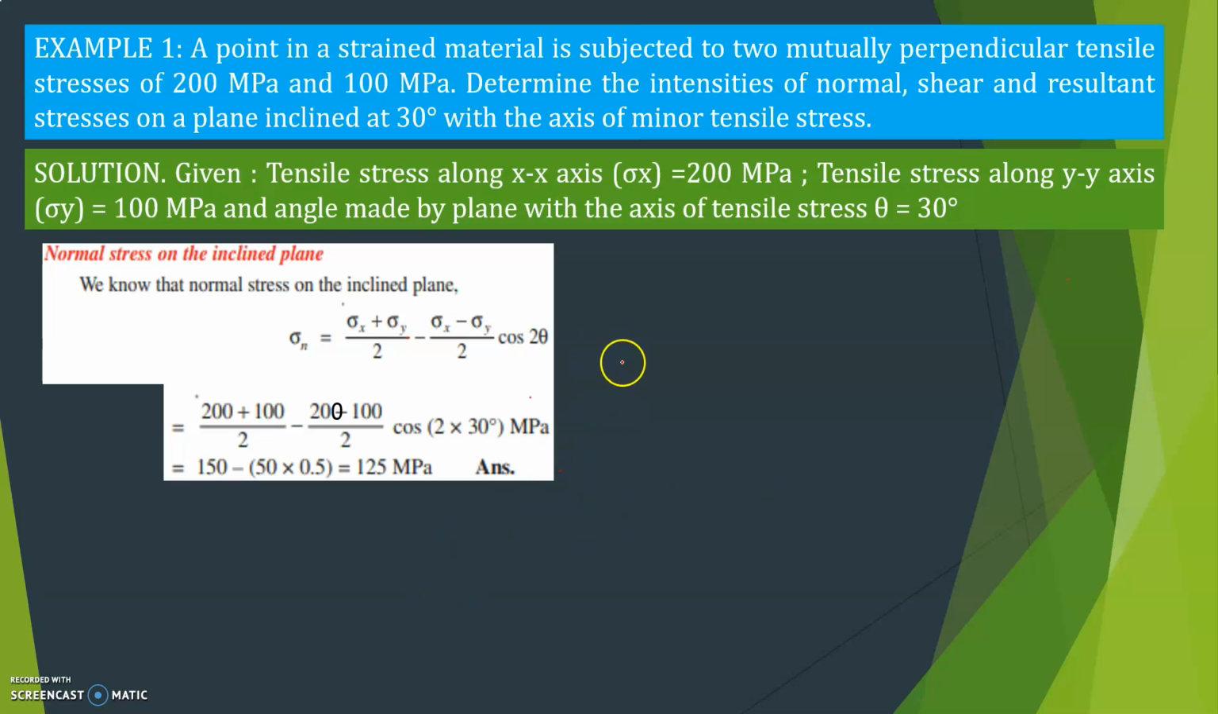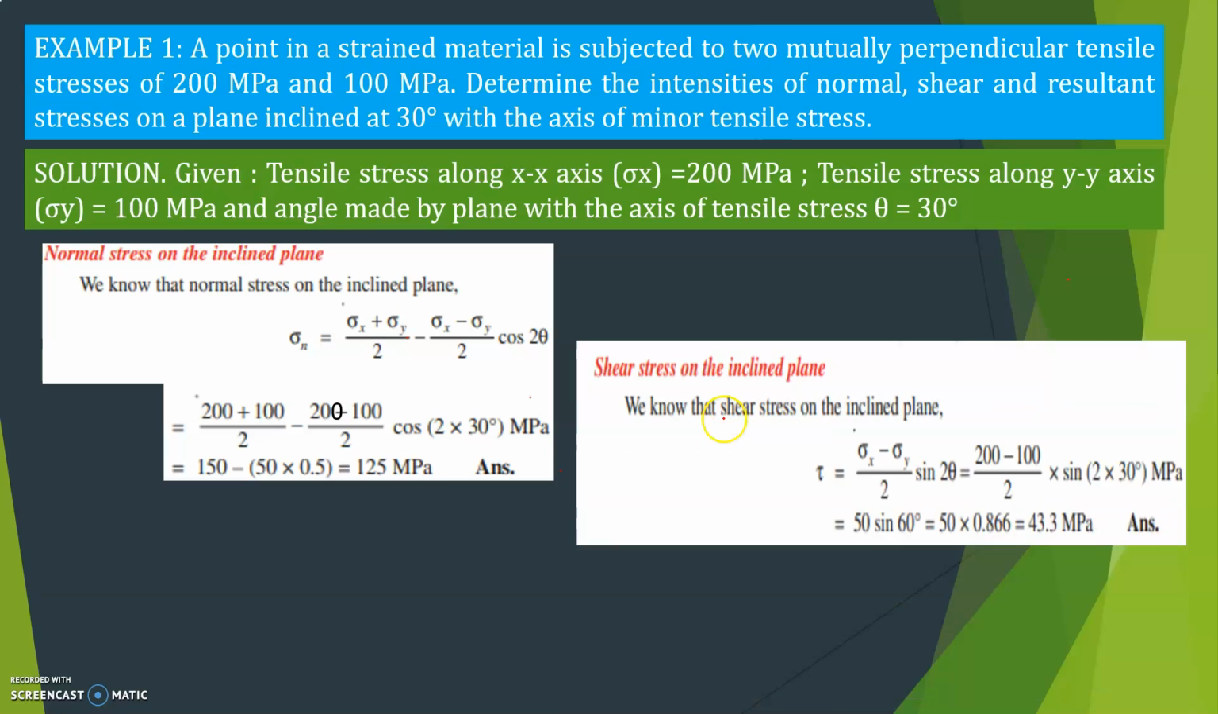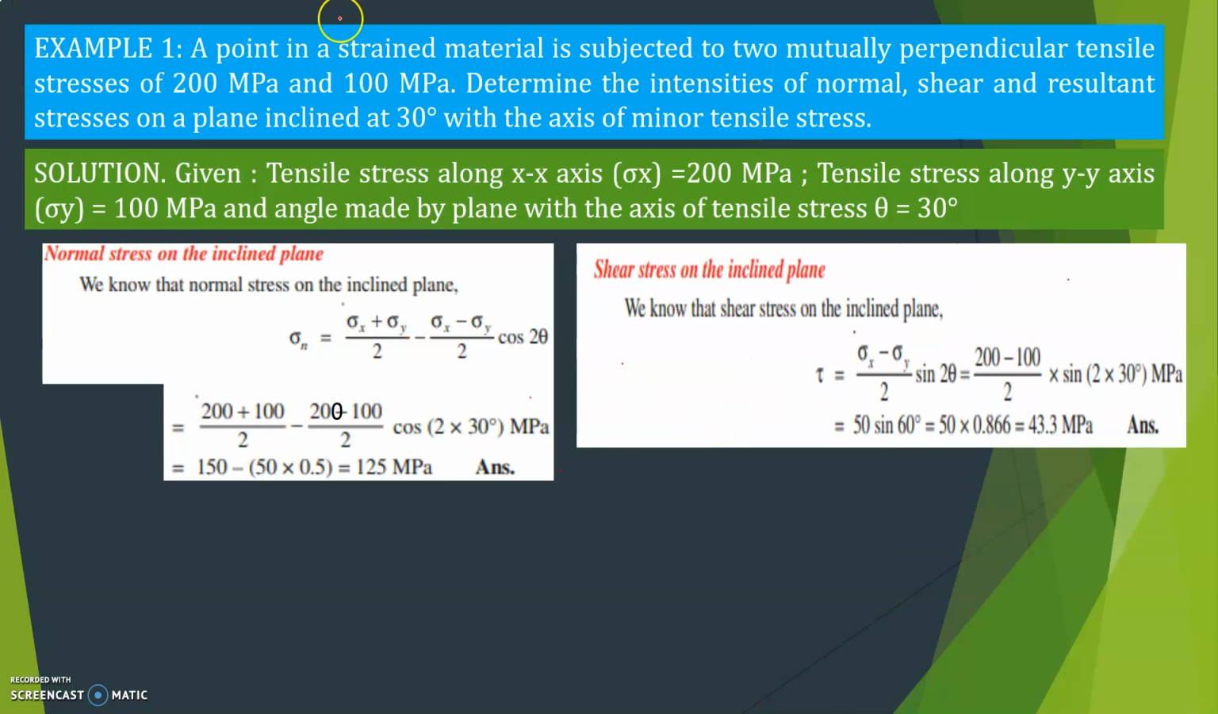Let us then find the shear stress. How to find shear stress? We have the formula tau is equal to (sigma x minus sigma y) divided by 2 into sine 2 theta. Direct substitution here. What is sigma x? Sigma x is 200 and sigma y is 100, divided by 2 into sine 2 theta. Theta is 30 degrees. Simplify, you get tau is equal to 43.3.